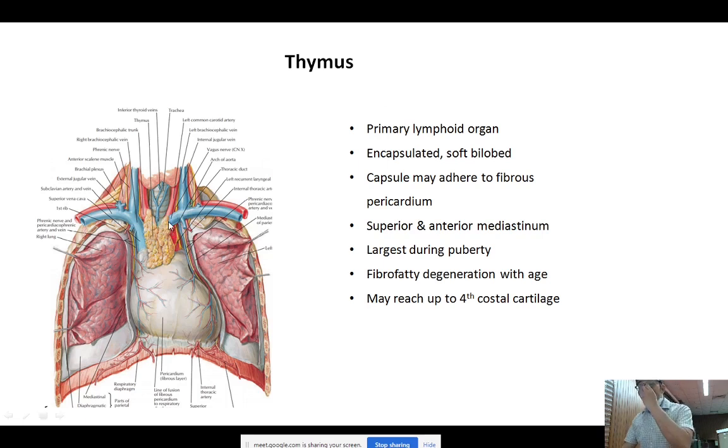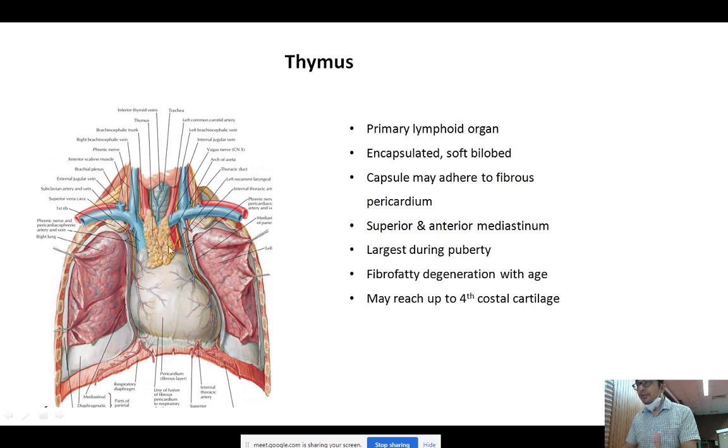Lastly, the thymus. Anterior relations in the thoracic as well as the cervical part: the trachea lies in front of the subclavian, the brachiocephalic vein. It is a primary lymphoid organ responsible for formation and recruitment of T cells. It is bilobed and encapsulated. The capsule may be adherent to the pericardium here. It lies in the superior as well as the anterior mediastinum.